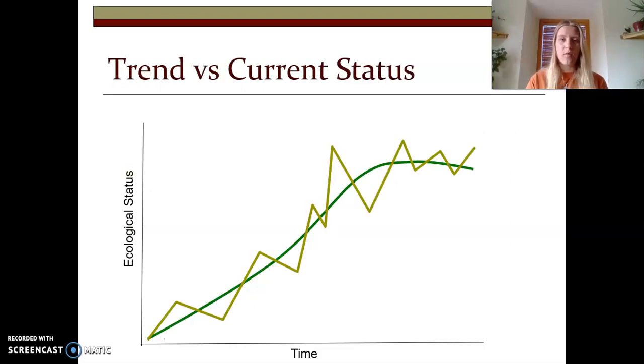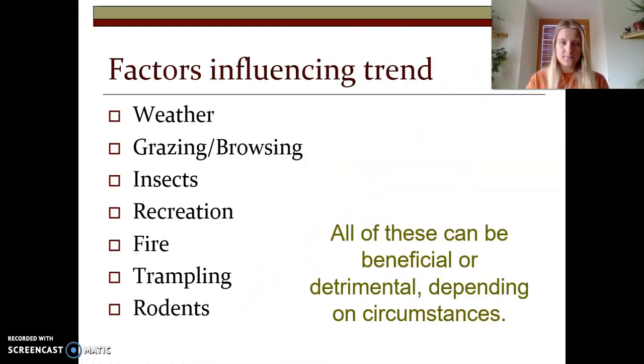So here's an example. We have our trend, which is kind of our slightly curving line here, as well as our current status, which you can see is going up and down. It's basically like looking at the market. If you look at the market right now, let's take cattle for example. The trend over time may seem very smooth, but currently it's all sorts of jagged peaks and troughs.